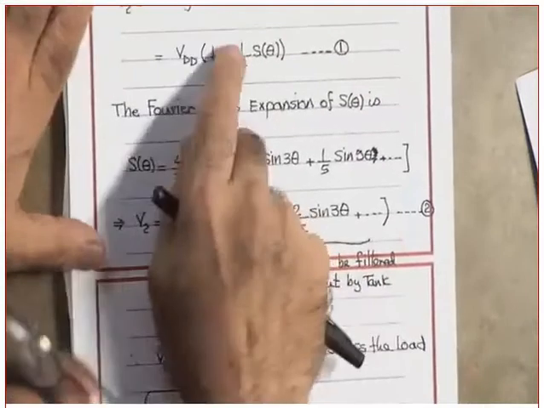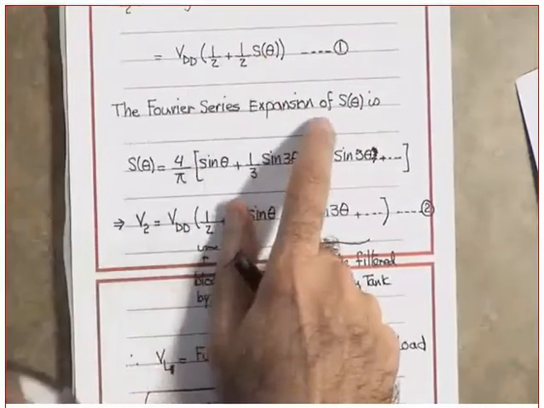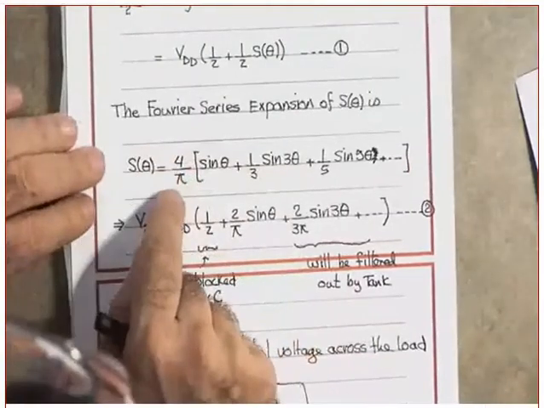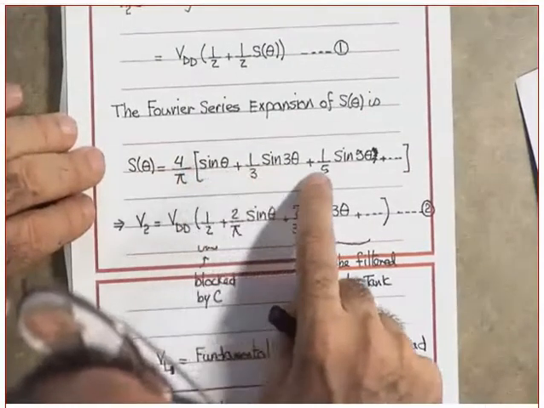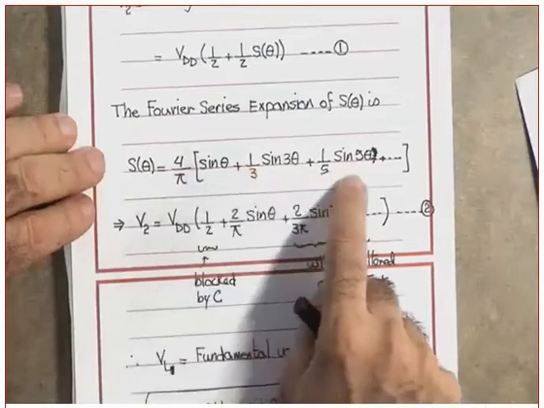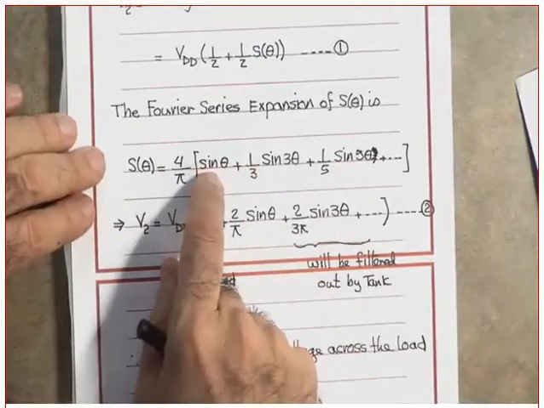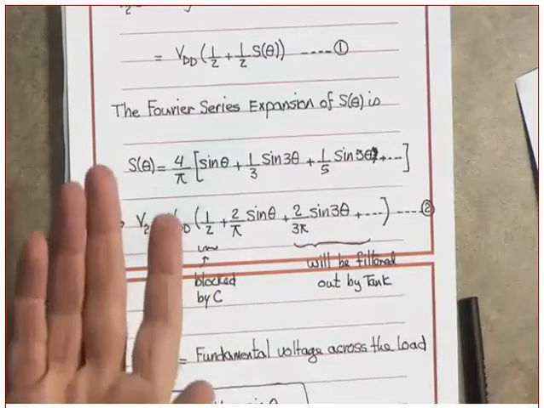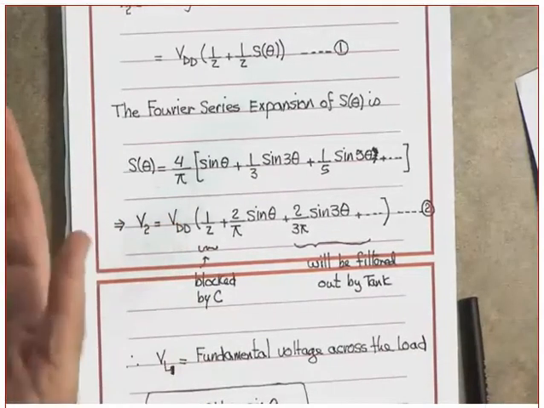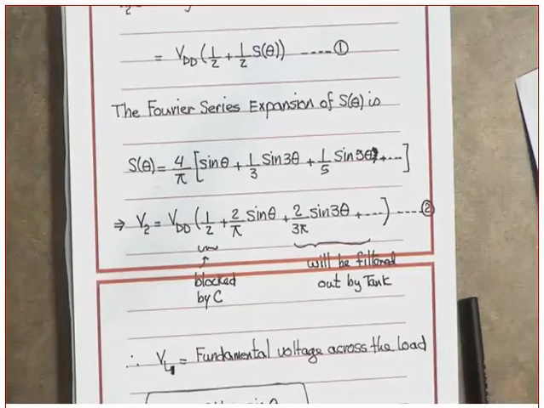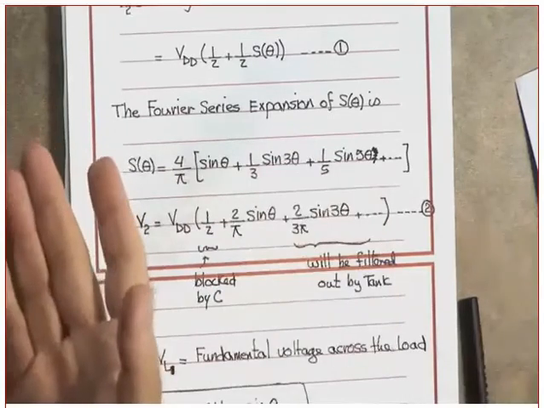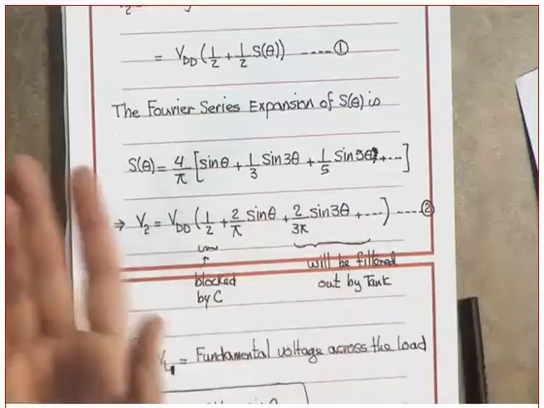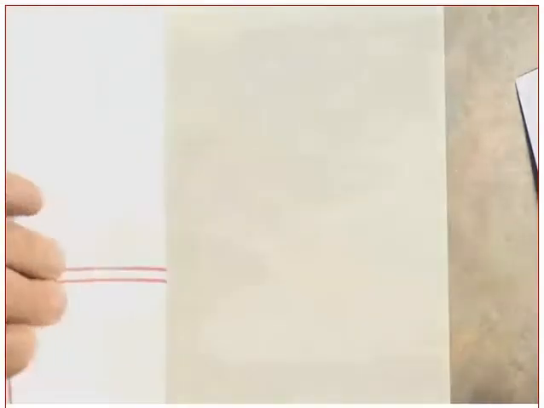Now, what is the Fourier series of S of theta? It is 4 over pi. By the way, you notice only odd harmonics, including the fundamental. Yes? Why? Because the signal is a bipolar pulse, a square wave, with 50% duty cycle. Will there be a DC? It's 50% duty cycle. There is no DC. How does it look? Hey, it does look like this.